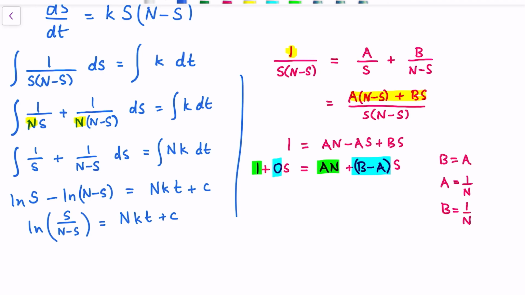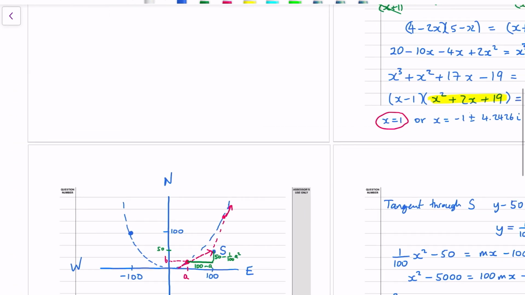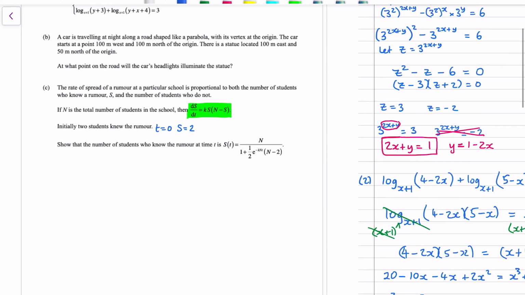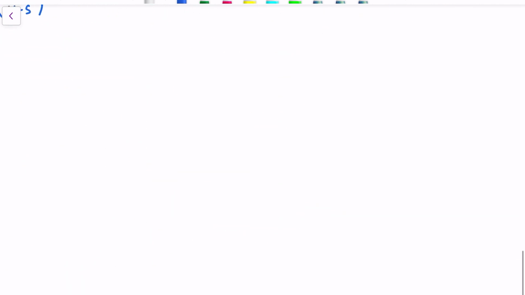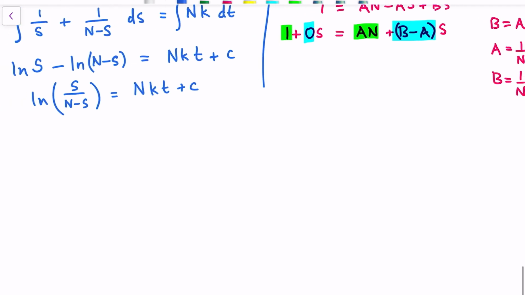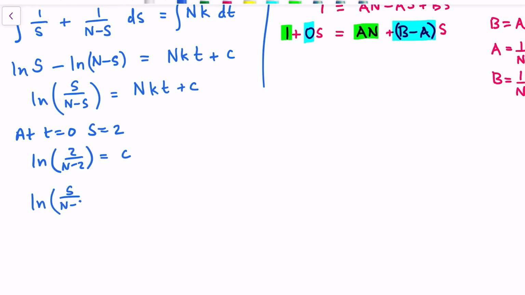We can find c because the information in the question told us that at time equals 0, the number of students that knew it was S equals 2. So at t equals 0, S is equal to 2. So ln of 2 over (N minus 2) is equal to c. Okay, so that goes back into the solution. Bear in mind, I have to make S the subject of this, surely. Integration is not the way to solve this problem.